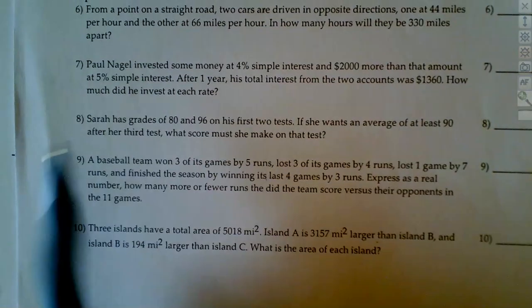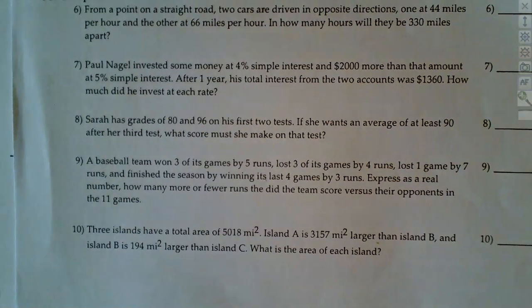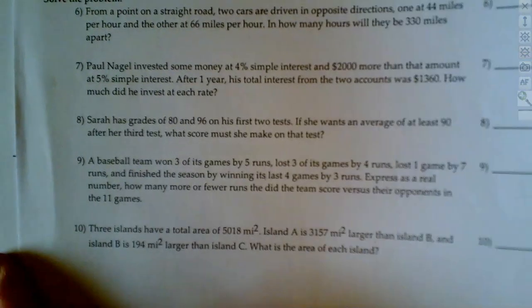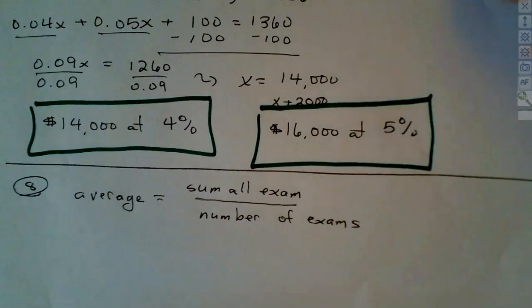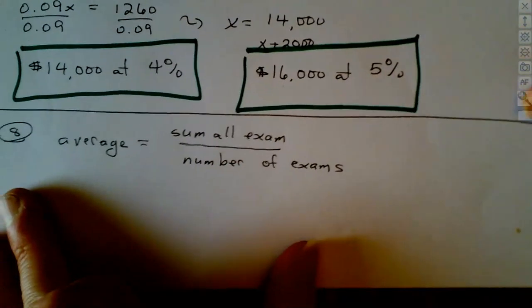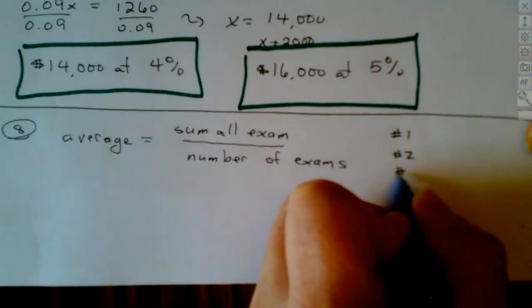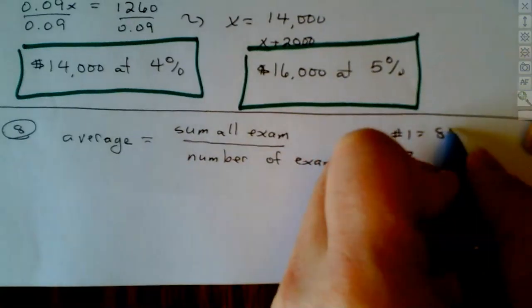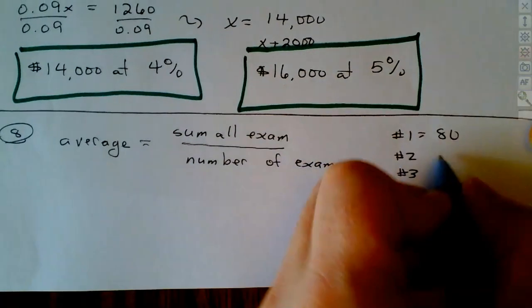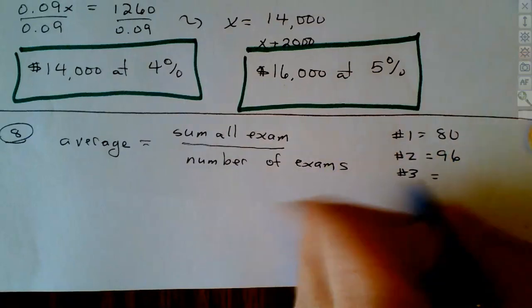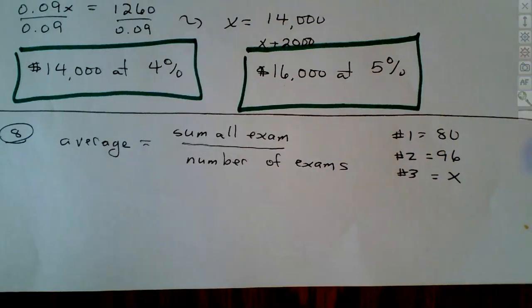And what we're looking at here is exams, and Sarah has an 80 and a 96 on her first two tests. She wants an average of at least 90% on her third test. And we want to know then, what score must she make on this exam? Well, let's label our exams out, and we've got 3 of them. First exam, we got an 80. Second exam, we got a 96. Third exam, we don't know.